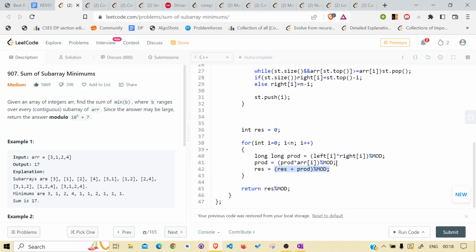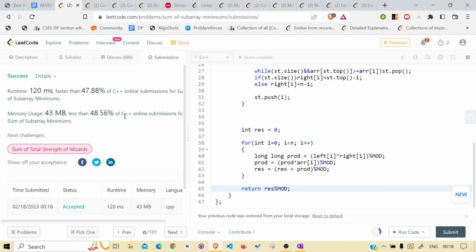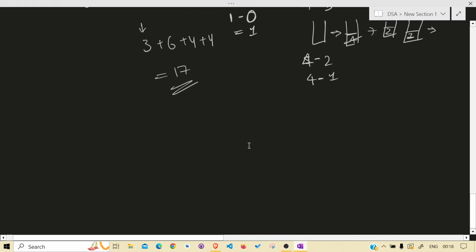You can use pen and paper and understand it yourself, and at the end you just return the result. That's it. See if it is running or not. Yeah, it is running.